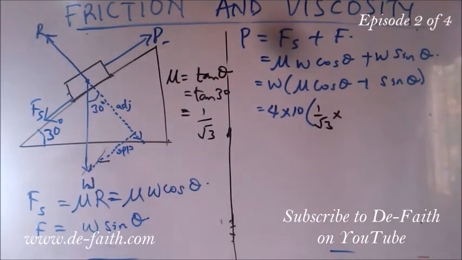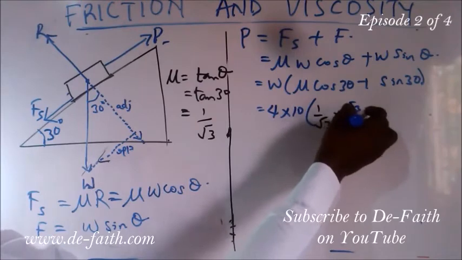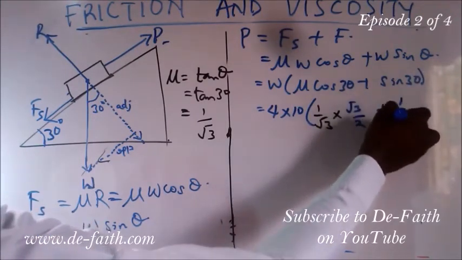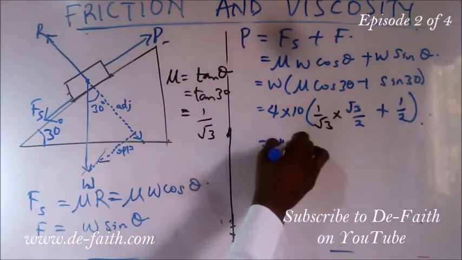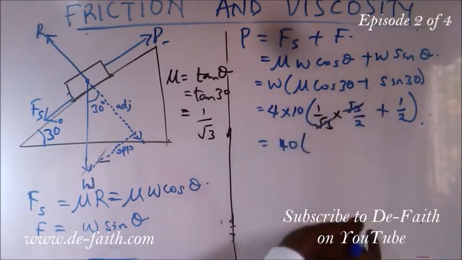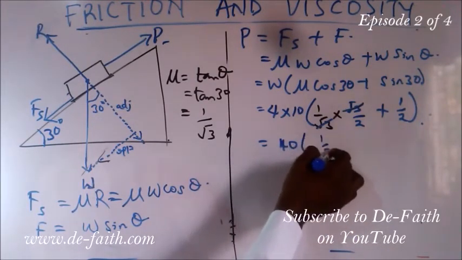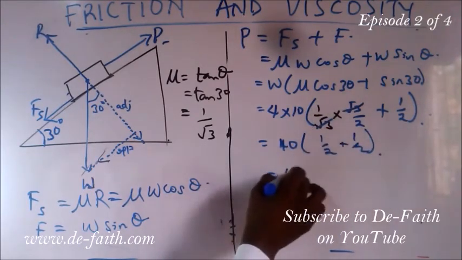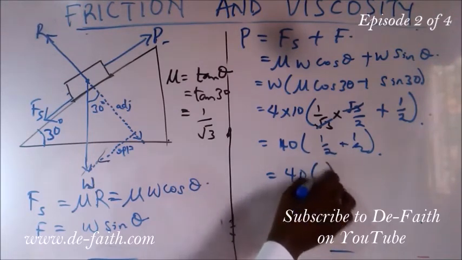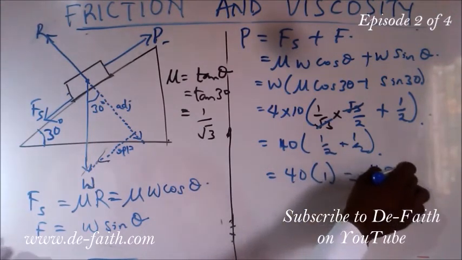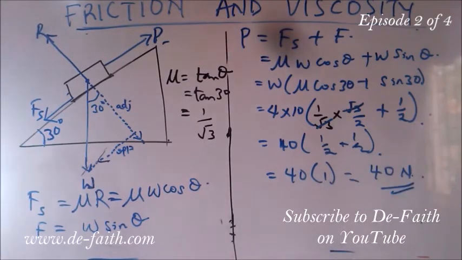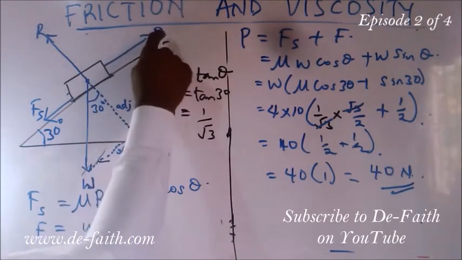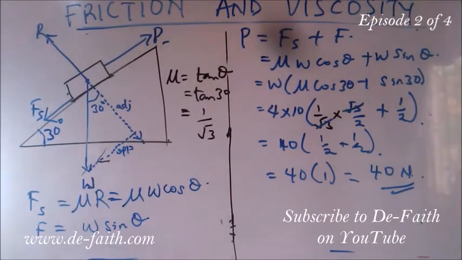Then cos theta, where theta is 30 degrees. Alright, so cos 30 is root 3 over 2. Then sin 30 is 1 over 2. So 4 times 10 gives us 40 into brackets. Root 3 cancels root 3. We are left with 1 over 2, plus 1 over 2. So we have 40 into brackets, 1 over 2 plus 1 over 2, that's 1. 40 times 1 is 40 Newton. So here is the force, which is enough to just move this body so that it will not slip down.